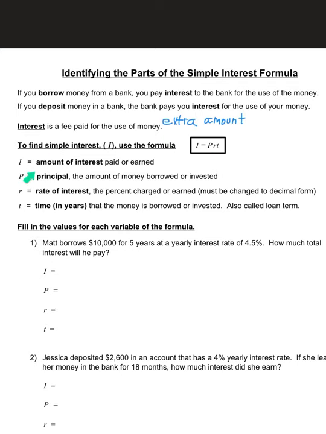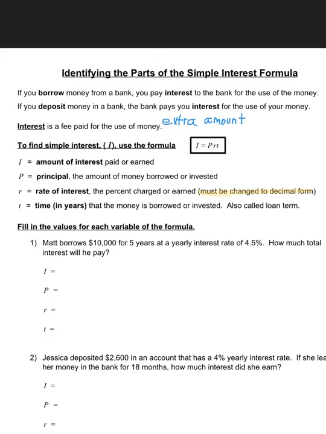We first have the I, and the I is the amount of interest paid or earned. Then you have the capital P, which is your principal, not principal Schweers. It's the amount of money borrowed or invested. So that's the money you borrow from the bank or the money you're putting into your account. Then you have the little r, which is the rate of interest. That comes in the form of a percent, and that's what's getting charged or earned, but that must be changed to a decimal form.